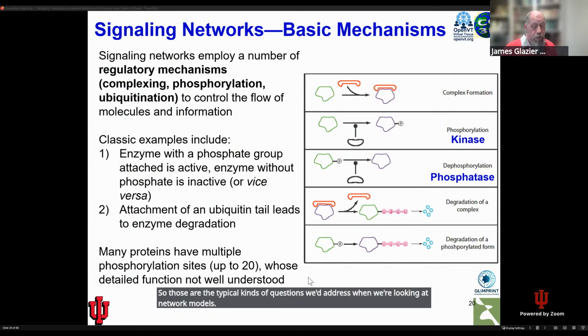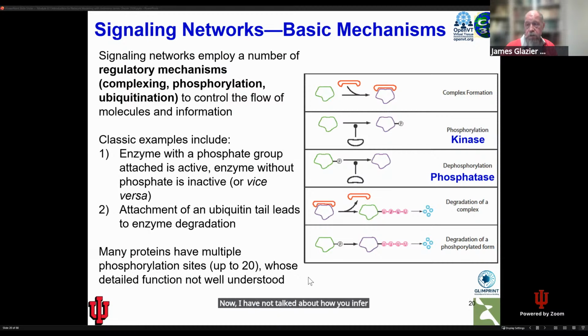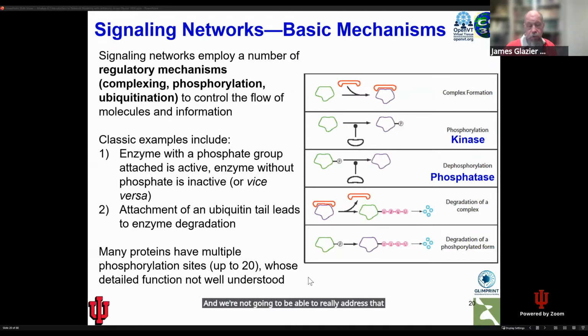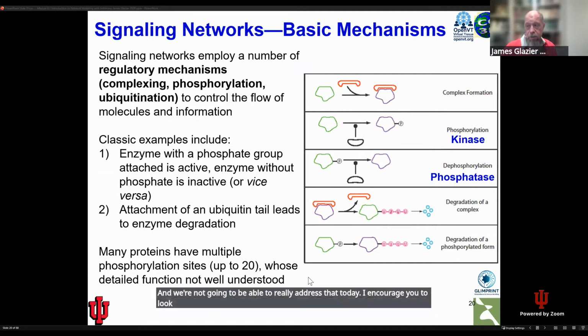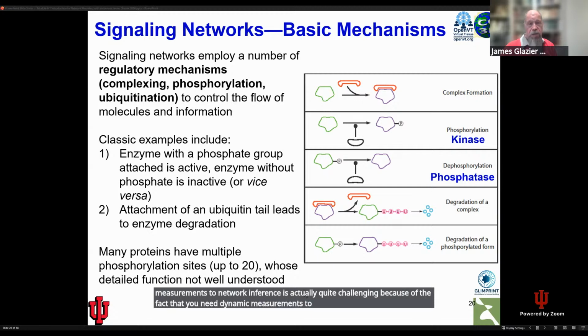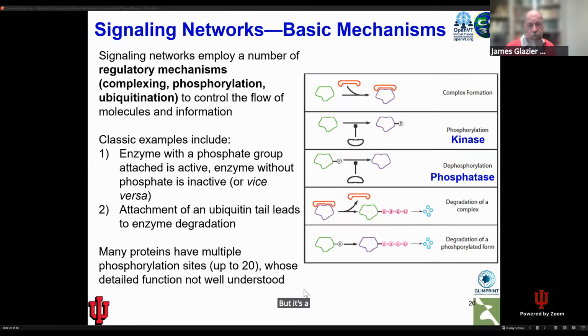Now, I have not talked about how you infer network models. There's a whole very large literature on that, and we're not going to be able to really address that today. I encourage you to look it up. Network inference is probably the hardest thing. Going from molecular measurements to network inference is actually quite challenging because of the fact that you need dynamic measurements to infer networks and omics are endpoint measurements. However, there's been a lot that's been done successfully, but it's a field that's continually being updated.